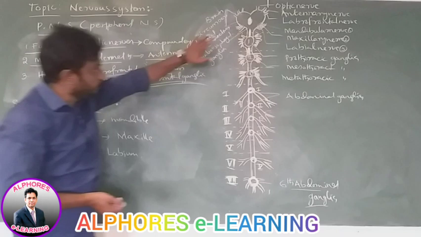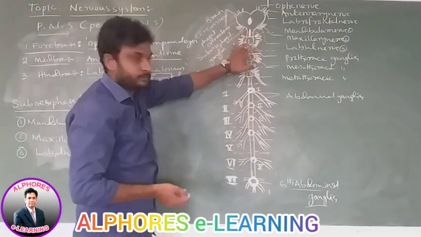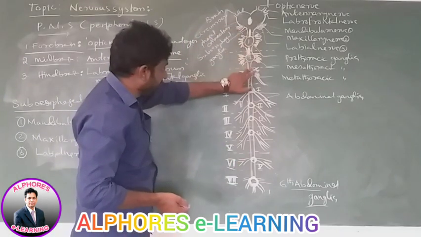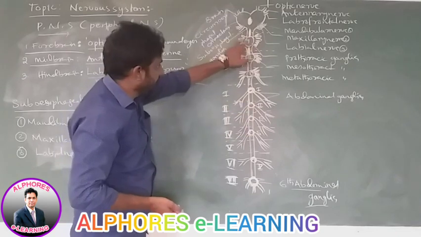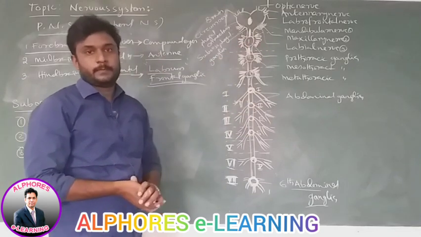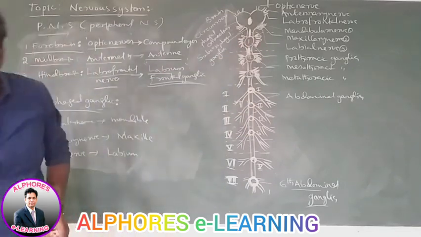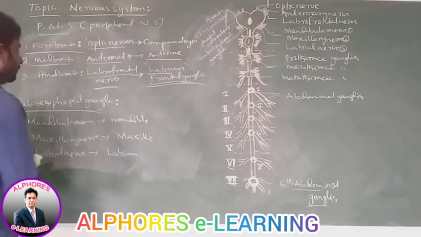Second, the nerve cord is also present. On the nerve cord also ganglia are present. From the ganglia also nerves arise. These are the nerves which are arising from the ganglia of the nerve cord.